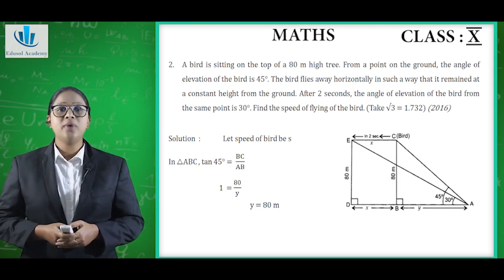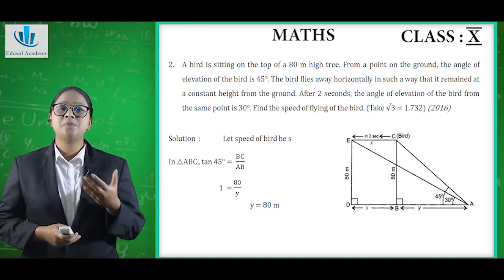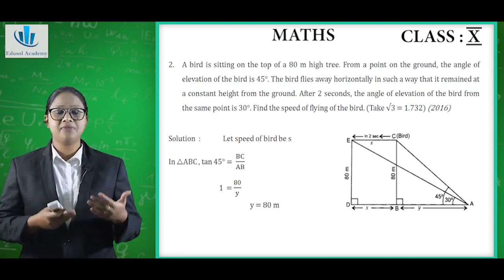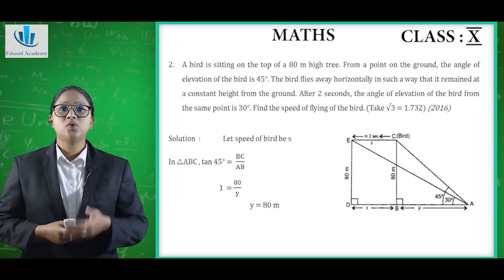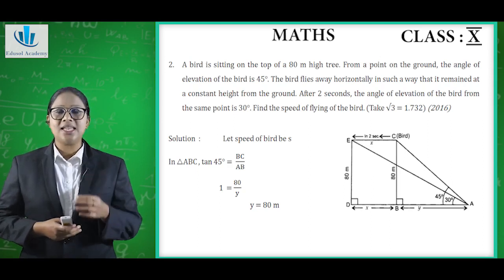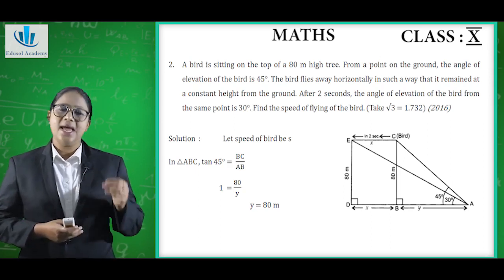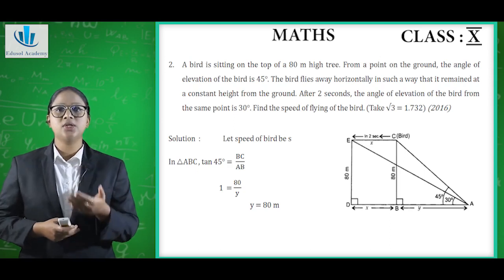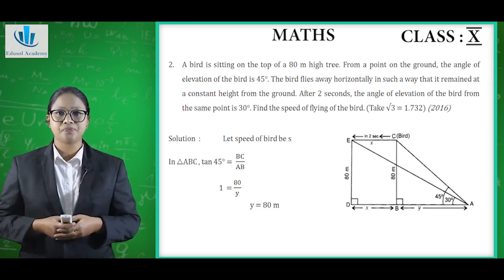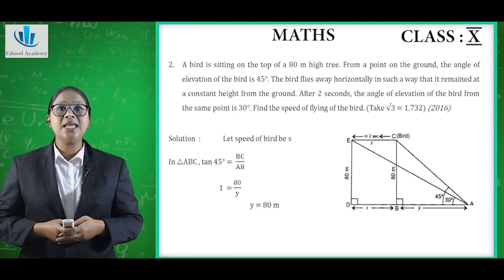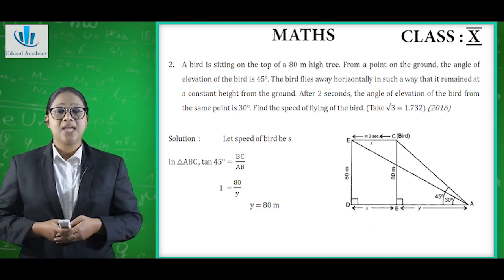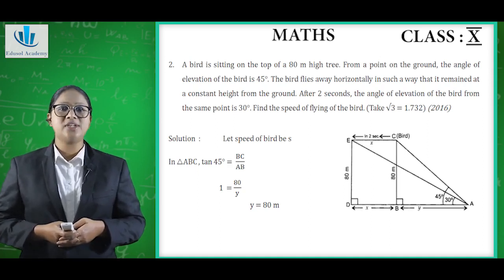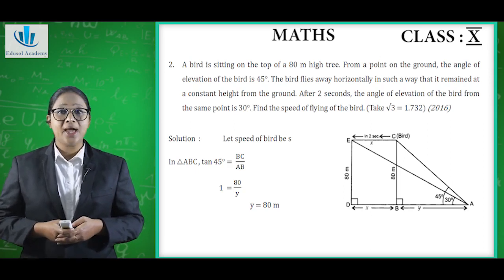So to begin with, we have to give assumption to the speed of whatever thing that is moving, whether it be flight or helicopter or a bird. So here it's a bird in this case. So let speed of the bird be s or any other variable. And we shall continue with our triangles. So in triangle ABC, tan 45 degree is equal to BC by AB. Tan 45 is 1, so 1 is equal to 80 by y, or y, which is the distance AB, is equal to 80 meter.